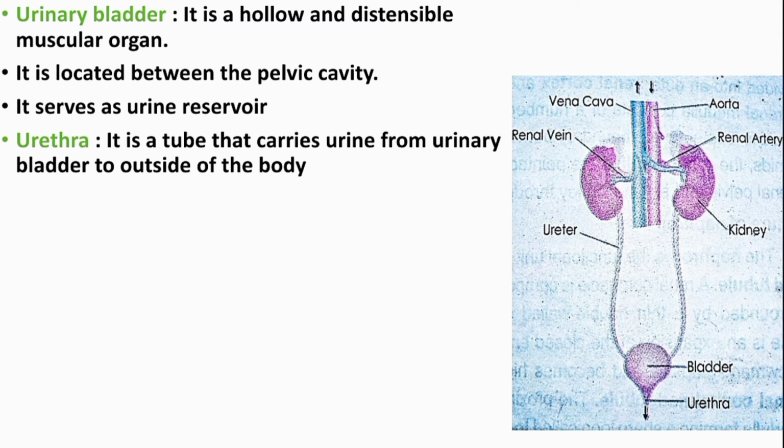The next part is the urethra. The urethra is a tube that carries the urine from the urinary bladder to the outside of the body. As the main function of the urinary bladder is to store the urine, the urethra, which is next to the urinary bladder, is used to carry the urine from the bladder to the outside of the body, where it is excreted.